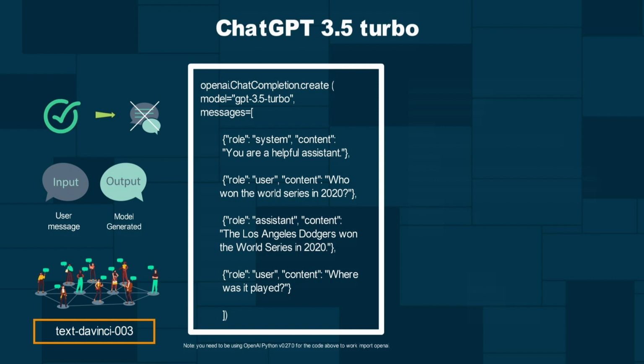The main input is the messages parameter. Messages must be an array of message objects, where each object has a role, either system, user, or assistant, and content, the content of the message. Conversations can be as short as one message or fill many pages. Typically, a conversation is formatted with a system message first, followed by alternating user and assistant messages.